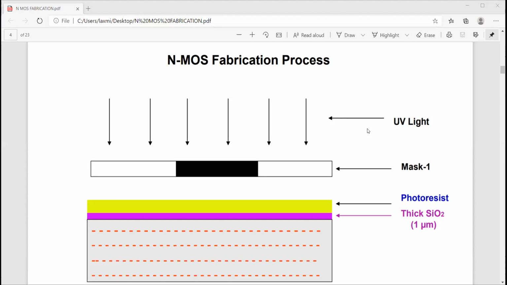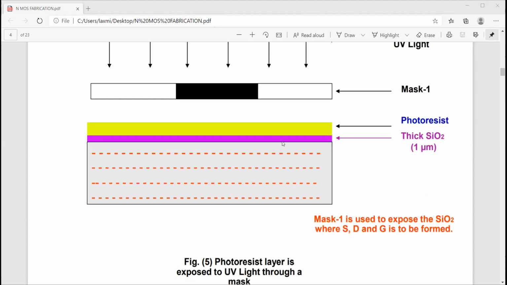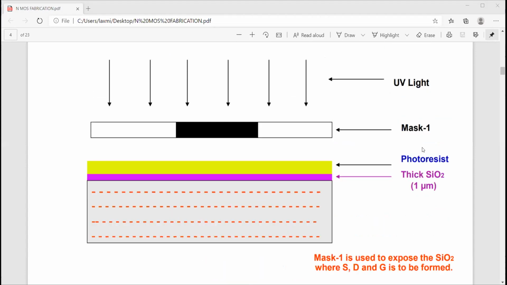Ultraviolet light is the light we are imposing on the particular layer. In the first layer, the base is P-type material. Next, 1 micrometer of silicon dioxide. Next, 1 micrometer of photoresist. In that, we are using 1 more mask. This is mask 1. 3 more masks we need to use.